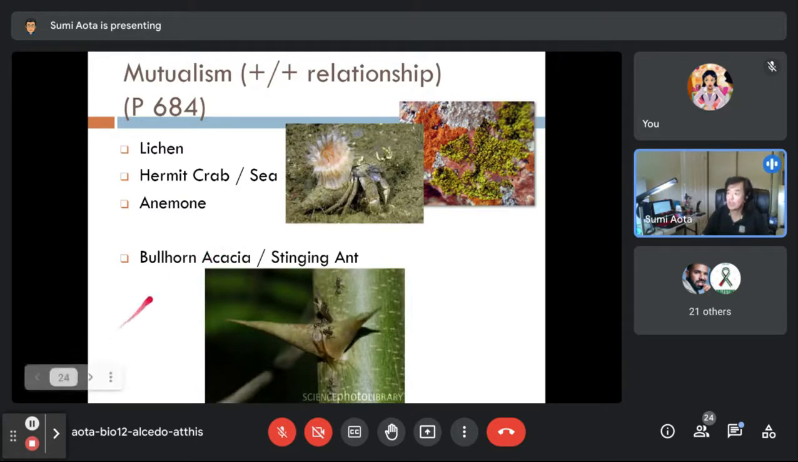The bullhorn acacia gives a place for the ants to live, and because these are stinging ants, when another insect comes along to try and eat from the bullhorn acacia, the stinging ants come out in overwhelming numbers and wipe it out, protecting the bullhorn acacia from predation. So these are mutualistic relationships.